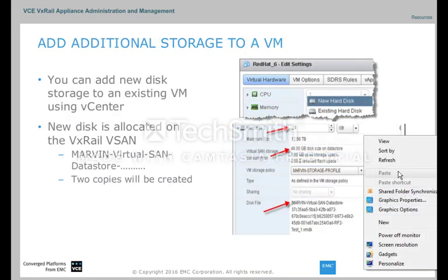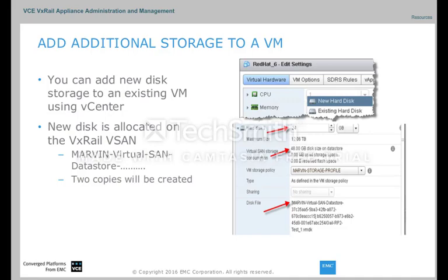Continuing on in Edit Settings of a virtual machine, this is the second way to add storage to a virtual machine. One can add new disk storage to a VM by selecting the new hard disk, then specifying the size of the new disk. Notice it defaults to the VxRail vSAN and also has 2 copies that are created. This is because the number of failures to tolerate is set to 1, or N. This means for N failures tolerated, N plus 1 copies of the data are created. 1 is the default for VxRail.